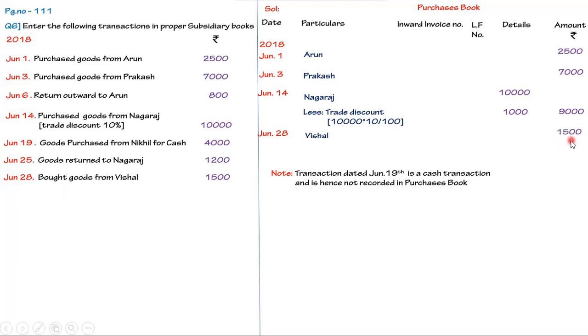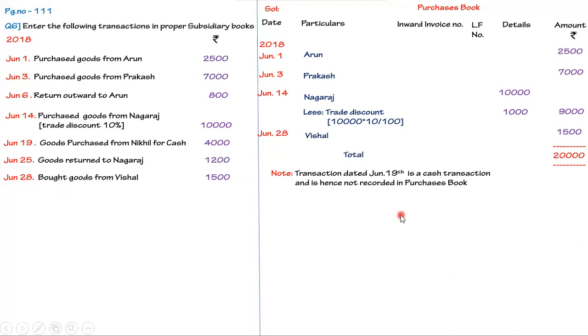Now doing the total for purchases book. 9,000 plus 1,000, 10,000 plus 7,000, 17,000 plus 2,000, 19,000 plus 1,000, 20,000. So the total of purchases book is 20,000, and in particulars column we'll be writing it as total. Now preparing purchase returns book.